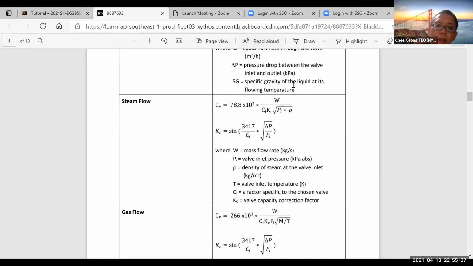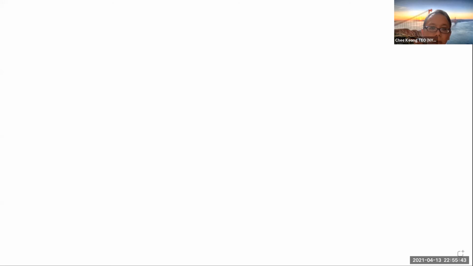So what happens is, if I were to copy this out, my CV is actually, I also cannot remember, 78.8 times 10 to the power of 3 times mass flow divided by CI KC, and then last but not least, the square root of input pressure PI multiplied by rho, the density.